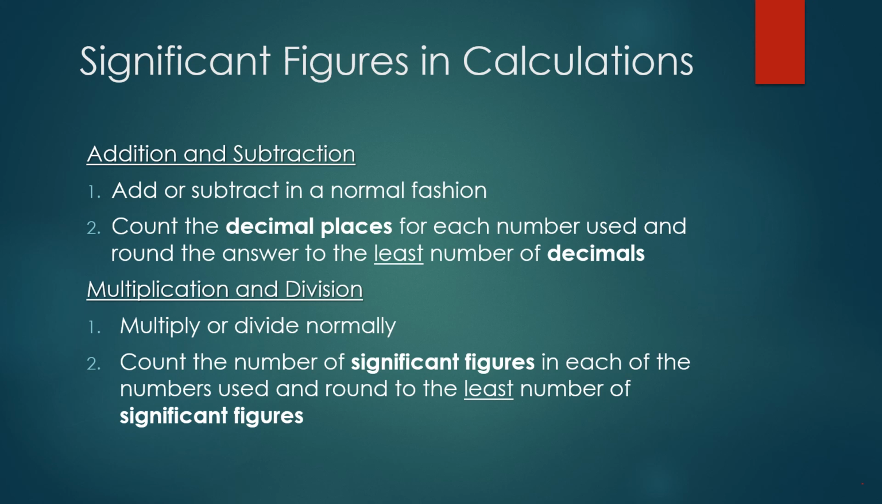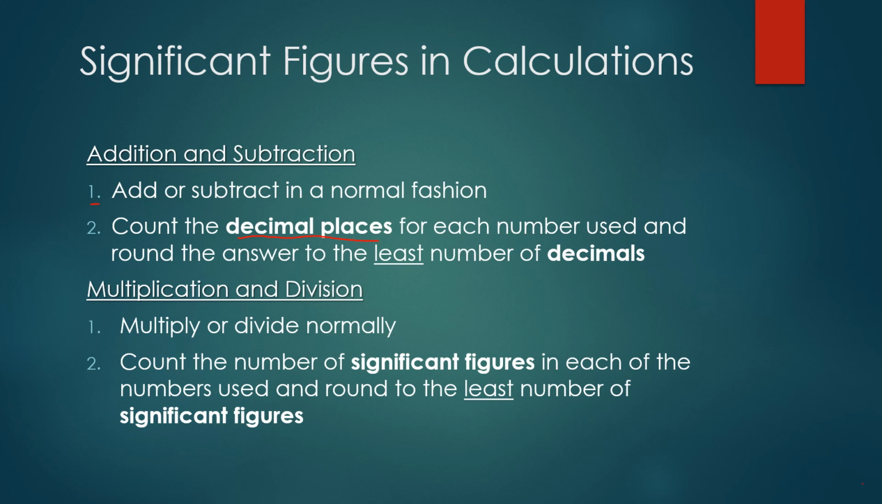For addition and subtraction, I want you first to add or subtract in a normal fashion. Just do the addition, put it in your calculator and see what the answer is. From there, you're then going to count the decimal places for each number used and round the answer to the least number of decimals. So what that means is for addition and subtraction, we're not counting the numbers as a whole.